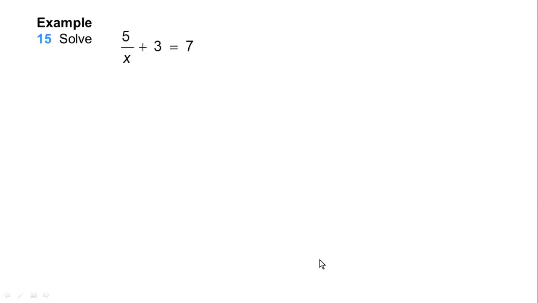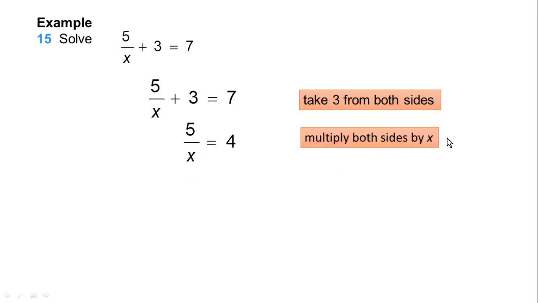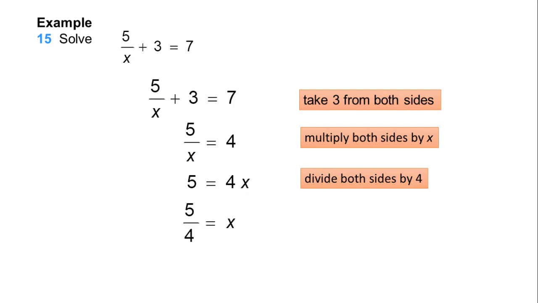Next, question number 15. I have here 5 over x plus 3 is equal to 7. I'll take away that 3. Then it will become 7 minus 3 equals 4. Okay? You notice that this x is on the denominator. What do I need to do next? Multiply both sides by x. Why? So that I can put this x here. Okay? And it will become 5 is equal to 4x. And afterwards, I will remove this 4 beside x, which is 4 times x, right? So I'm just going to divide both sides by 4. After dividing both sides by 4, x will become 5 over 4, which means our answer here is 1 and 1/4.